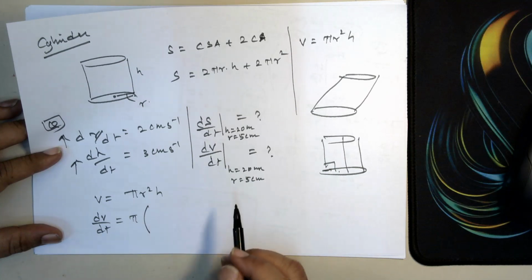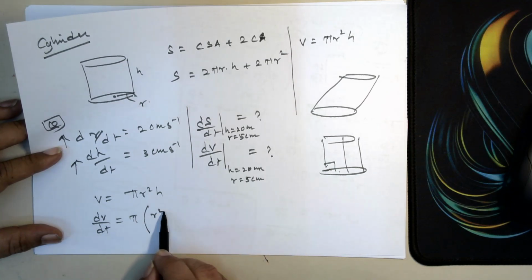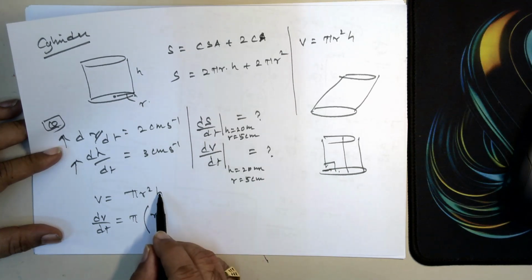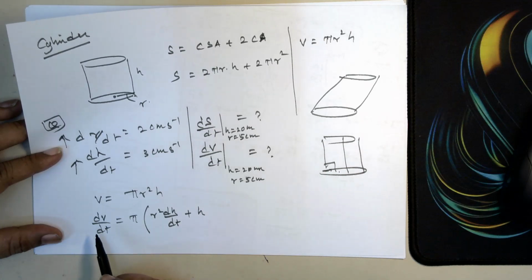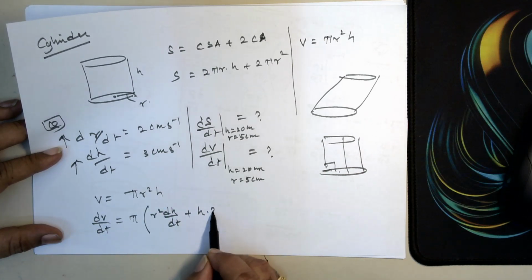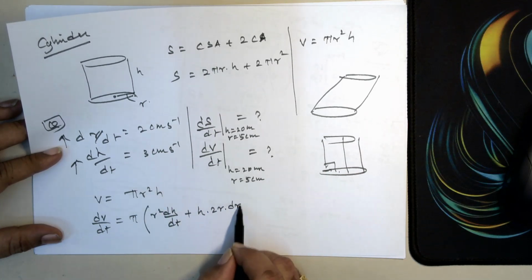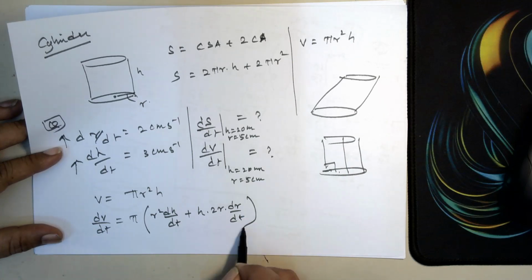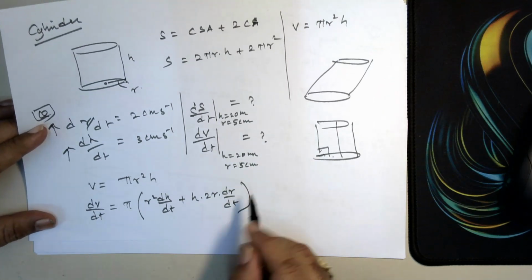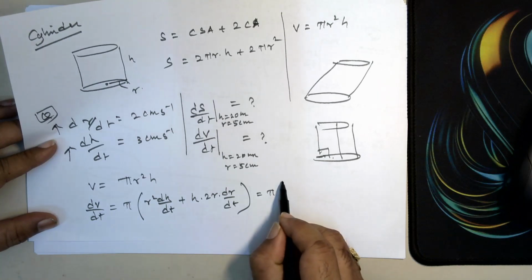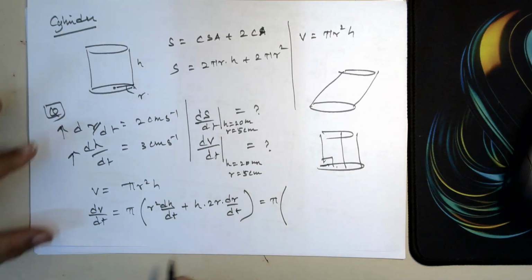You can take it outside the bracket. Now keeping r squared constant, it becomes h. When you differentiate this, it becomes 1. So dh by dt, correct? Plus, now keeping h constant, what about this, into 2r dr by dt? Got this point? Do you understand?